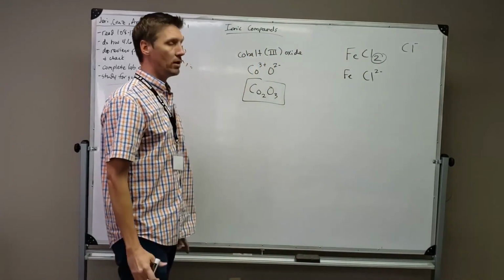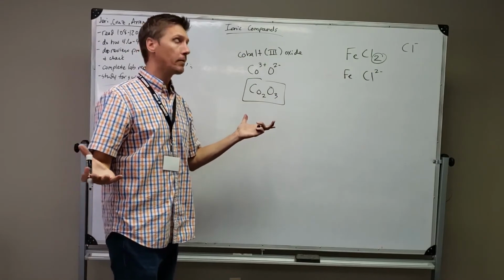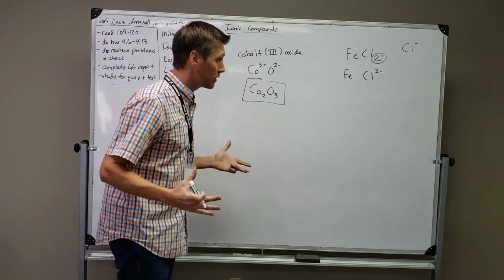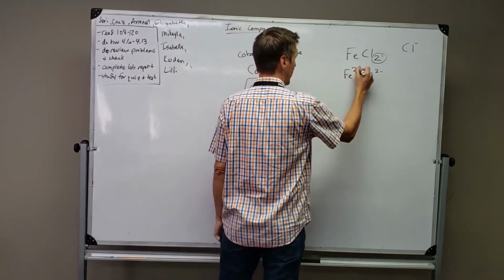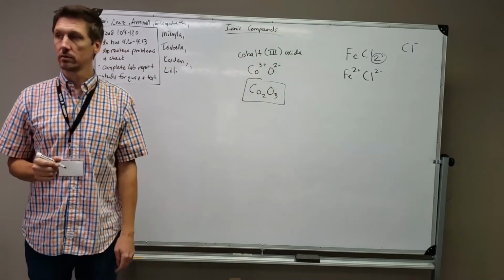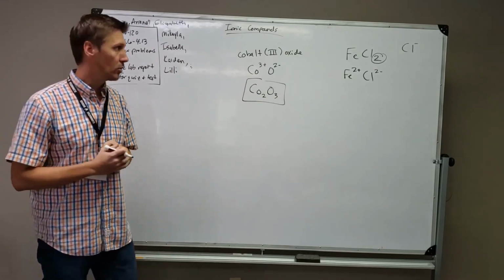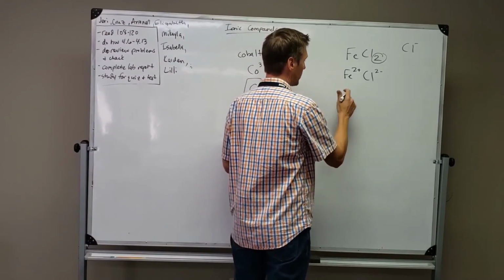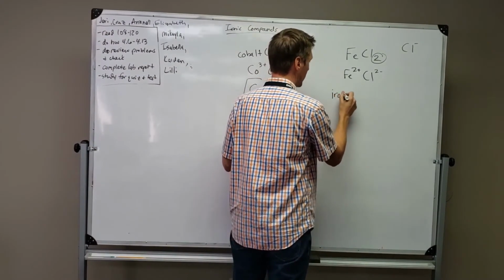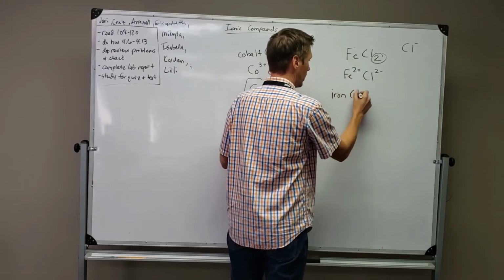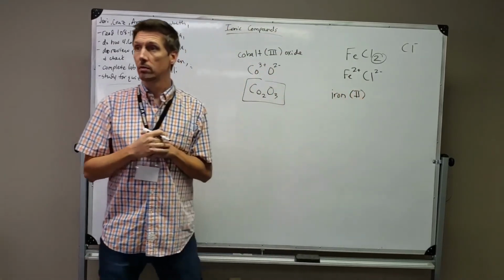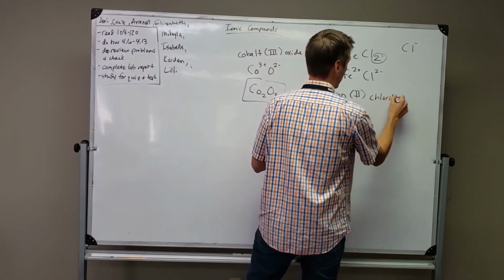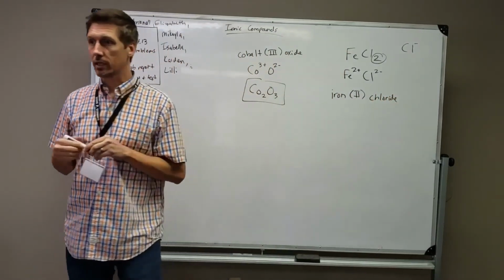So in order for the overall compound to have a net charge of 0, then the Fe has got to have a charge of 2 plus. That way the charges cancel one another out, and it's electrically neutral. And so if this is 2 plus, then our name for this compound is iron Roman numeral 2 chloride. Is that clear to everybody?